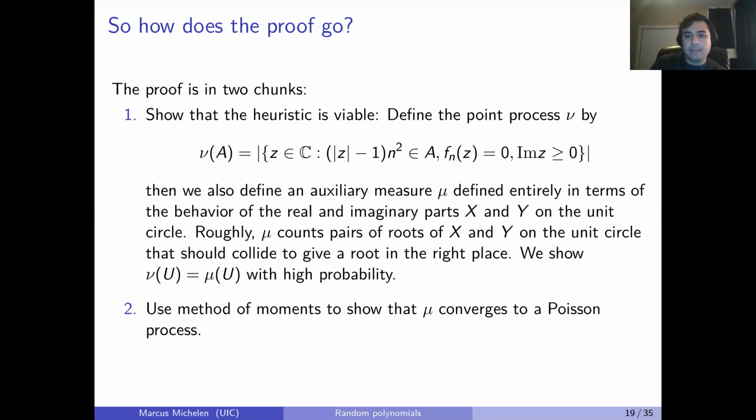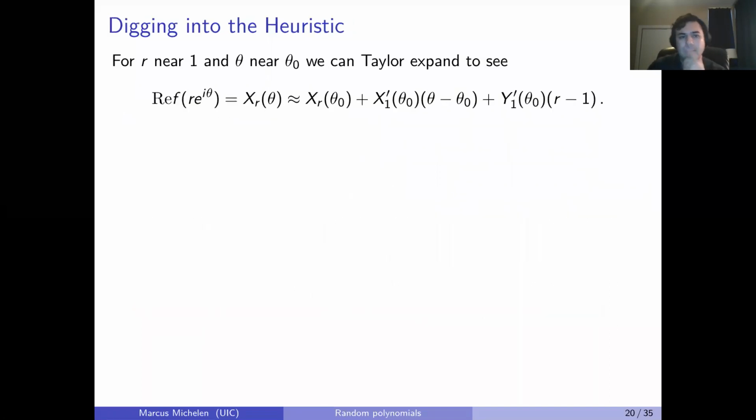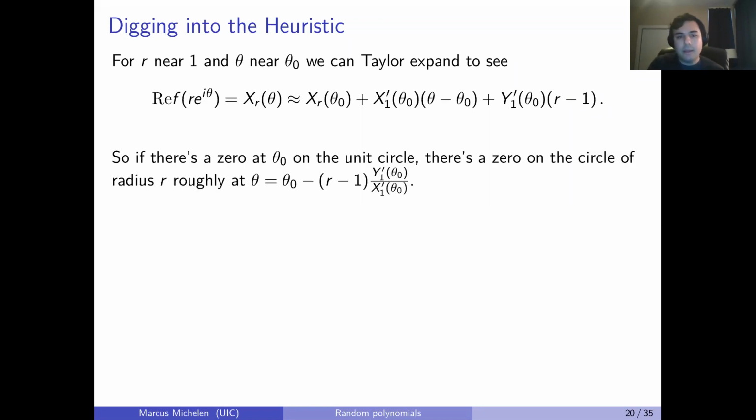Okay. So let me maybe very briefly mention how you can show the heuristic is viable. So really the main point here is if I just look at the real part on some circle of some radius, I can just Taylor expand in terms of the behavior on the unit circle. And the moral of the story here is if I know I have a zero on the unit circle, then I can see how this zero moves as I vary r. In other words, this ratio of derivatives here tells me the speed.